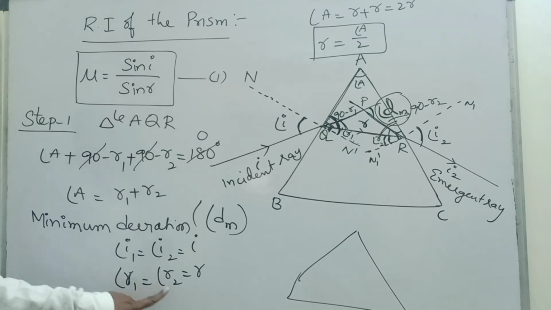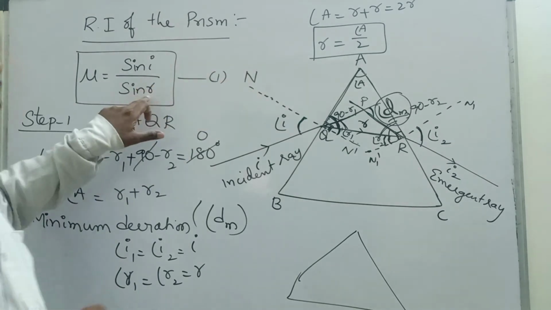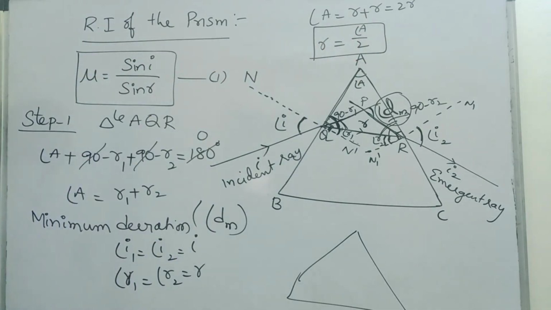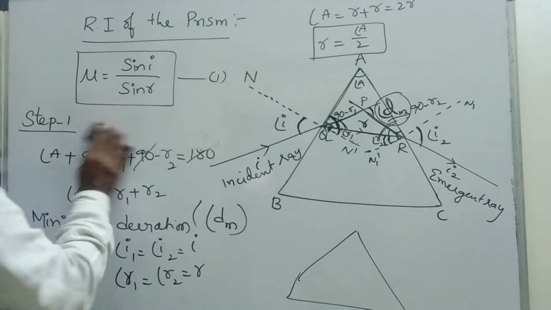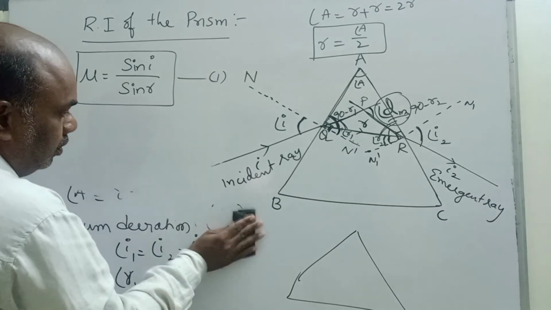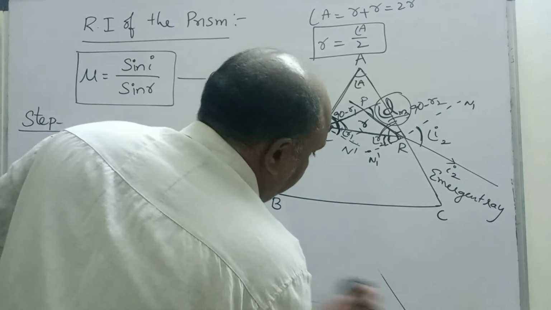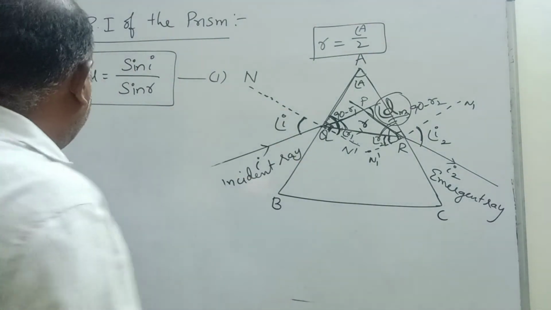So angle R1 is equal to angle R2, equal to R. If you substitute, R plus R is 2R, and we want only the R value. This R value, R is equal to A by 2. Keep it aside, the angle R value we got. Now we will find the I value. Step 2 we will do.